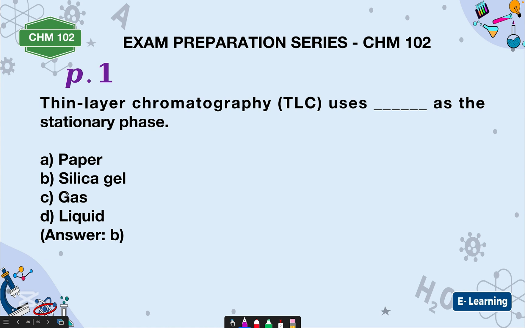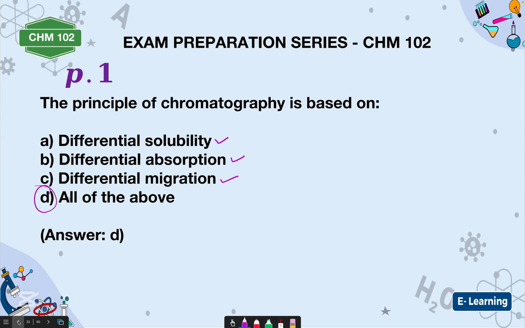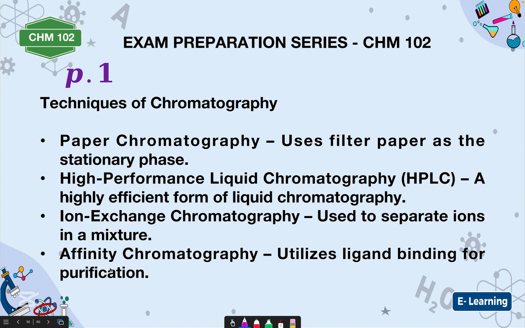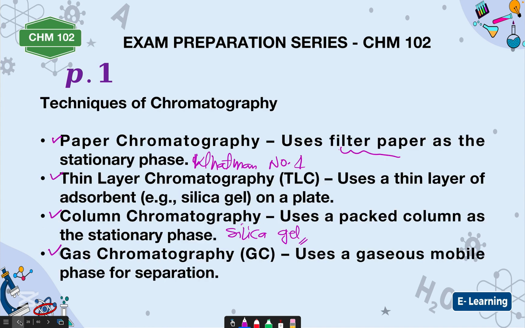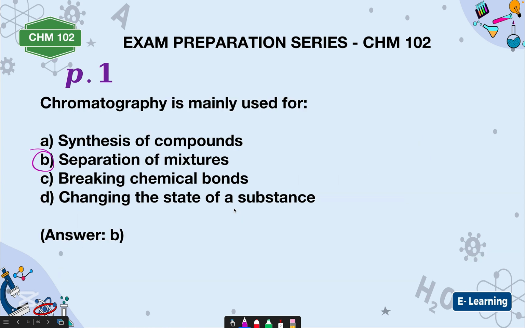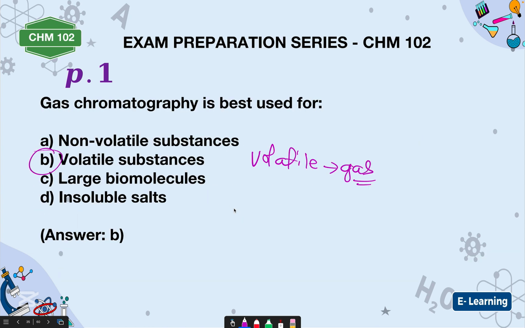Now, thin layer chromatography uses blank as a stationary phase. I have said that thin layer chromatography uses silica gel. Look at it here. I said something like that. It uses silica gel as the stationary phase. See here. Thin layer chromatography uses a thin layer of adsorbent, e.g. silica gel, as the stationary phase. Column chromatography also uses silica gel as the stationary phase. All right? All of those use silica gel as the stationary phase.